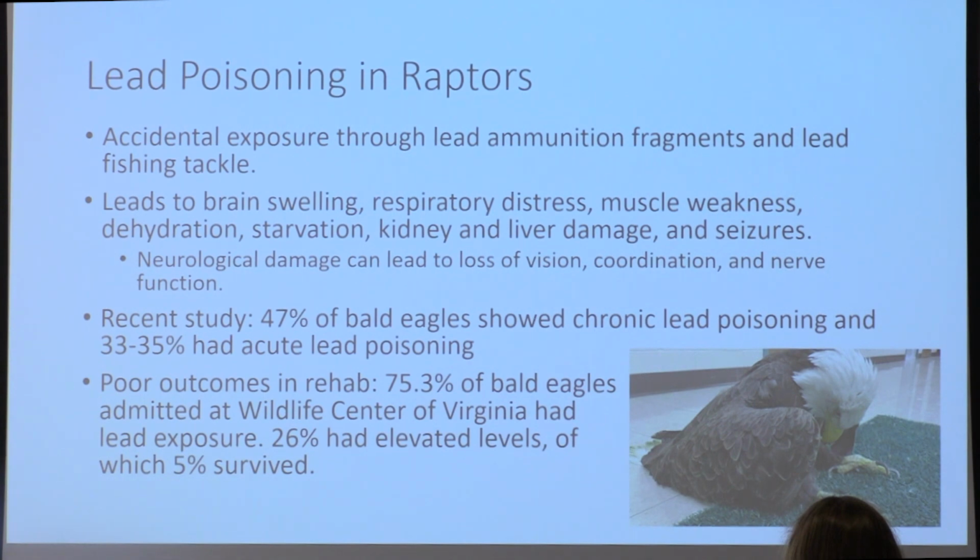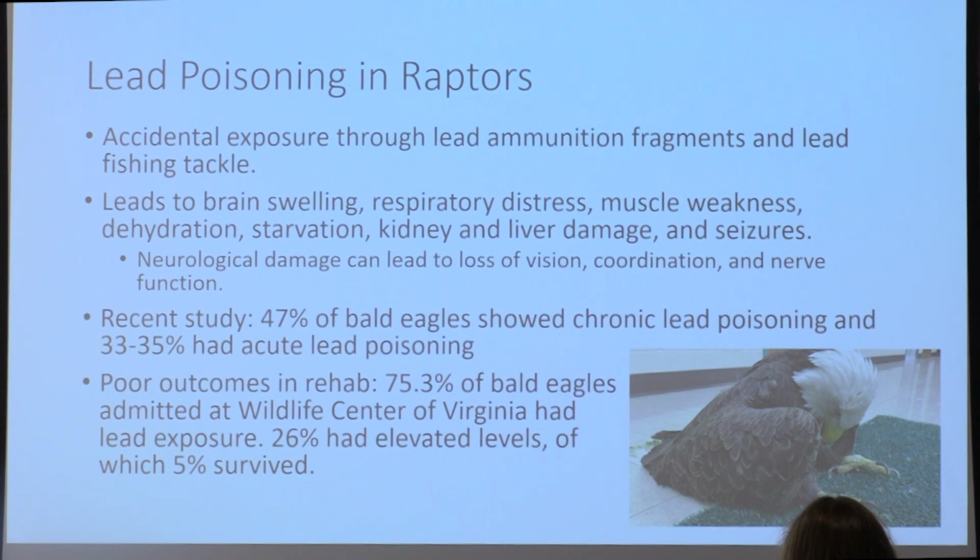Next we have lead poisoning. So lead poisoning usually occurs through accidental exposure when lead ammunition fragments are left in either gut piles or abandoned carcasses, and when lead fishing tackle is broken from a fishing line. Lead will accumulate in a raptor's system, so because they are predators, they have bioaccumulation, which means that when they eat something, it begins to accumulate more and more in their system.